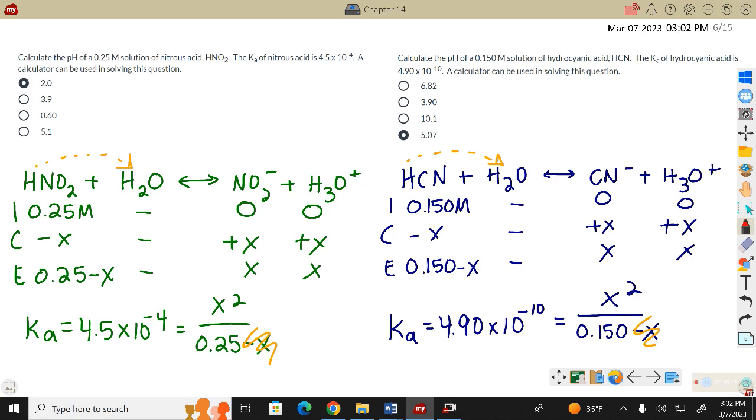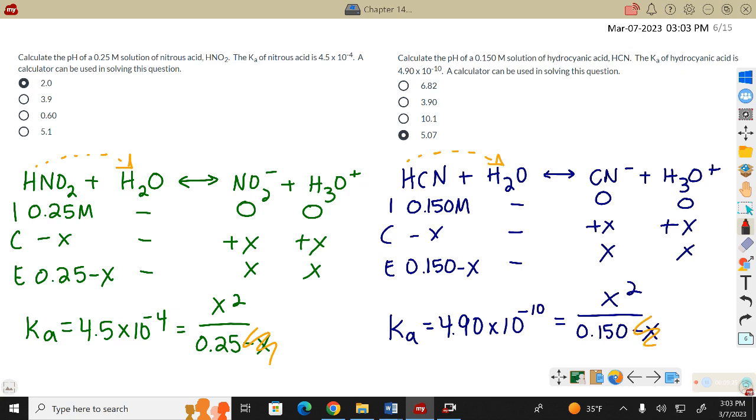With these being weak acids, their Kas are both very small, less than 1. The second example, it's very, very small, 10 to the negative 10th. So I know it's going to shift forward by not a lot. That X value is going to be pretty small. So I set up my ice table.